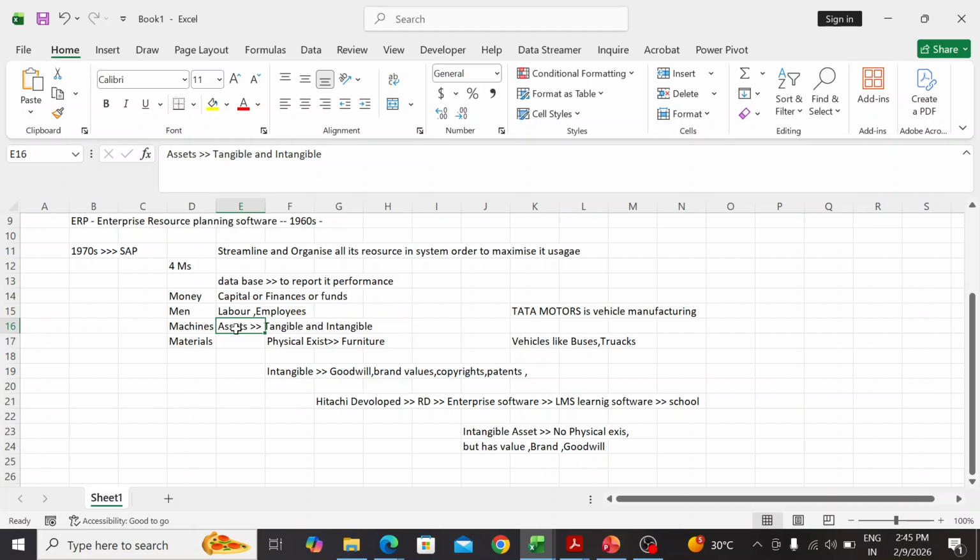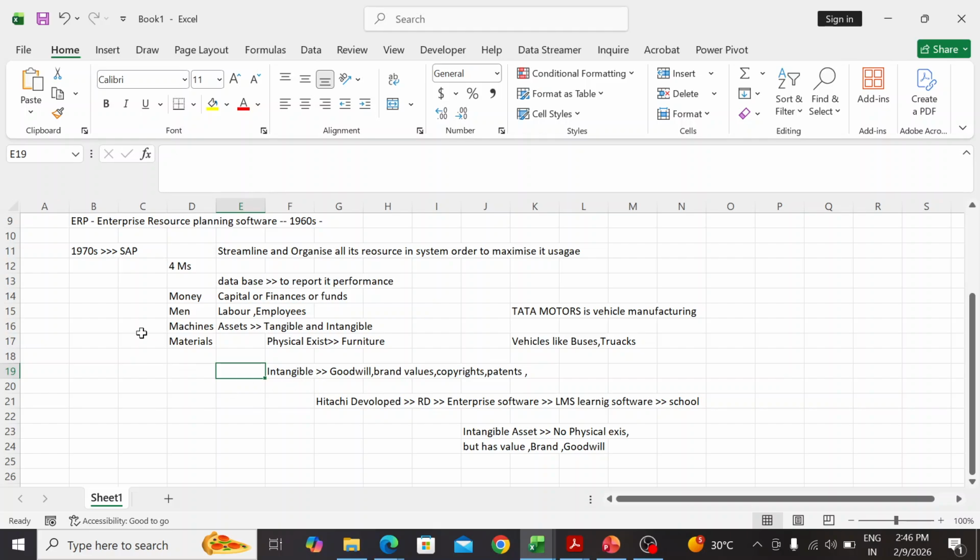Assets may be tangible or intangible. Tangible assets are assets which have physical existence, like machines, furniture, office equipment, chairs, vehicles, whatever it is. It has value, it has physical existence, and you can see it, touch it, feel it. So that is why it is a tangible asset. Intangible asset, that is what we discussed just now.